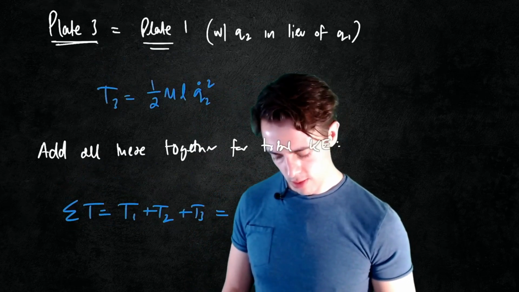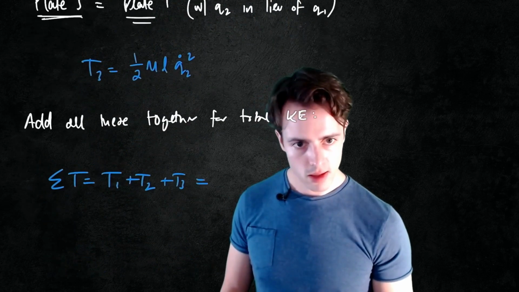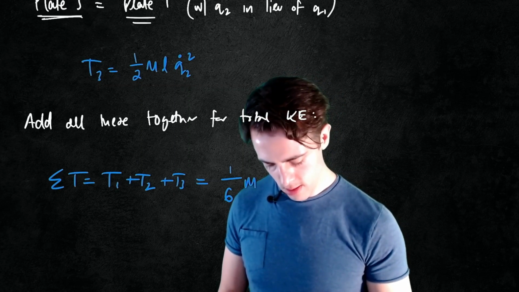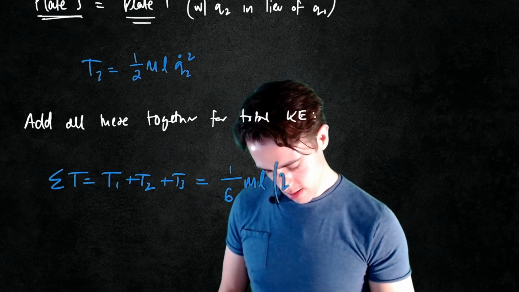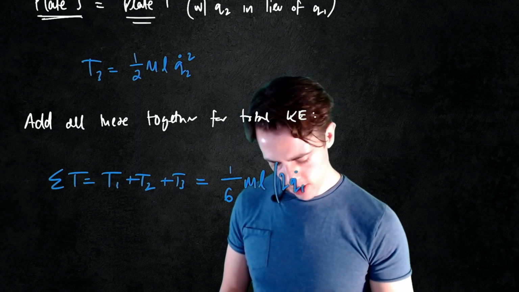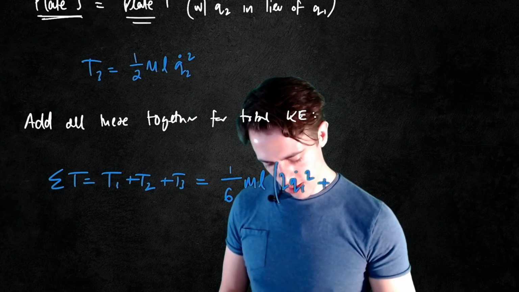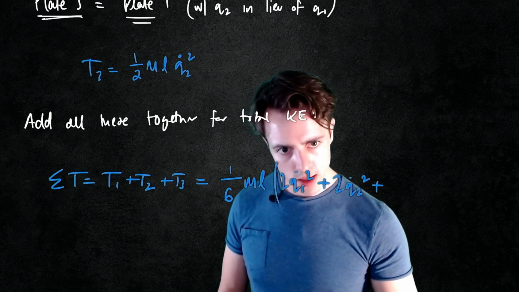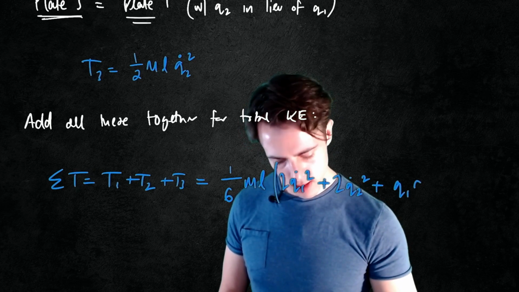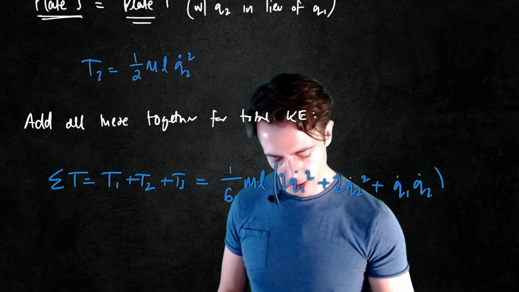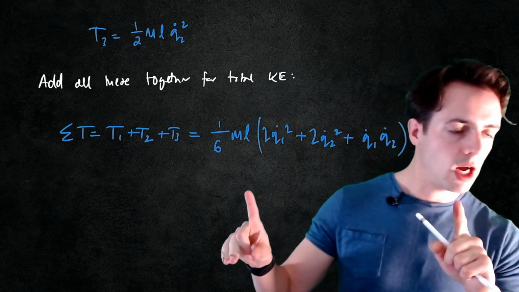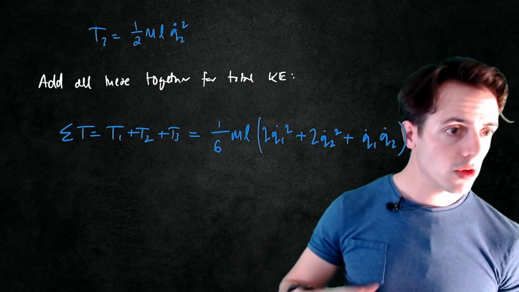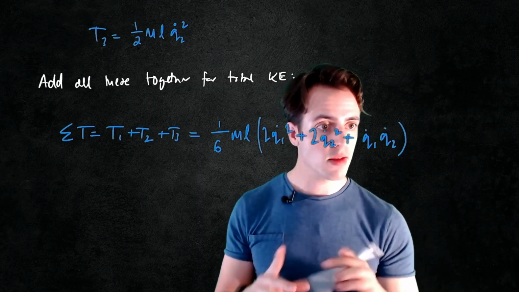And if we add these up, we see we're going to have a 1 on 6 ml, 2 Q1 dot squared plus 2 Q2 dot squared plus Q1 dot Q2 dot, both dotted. So this is now the expression for our total kinetic energy. We can see that it's a function of Q1 dot and Q2 dot. Okay, so this gives us something that we can see this already.